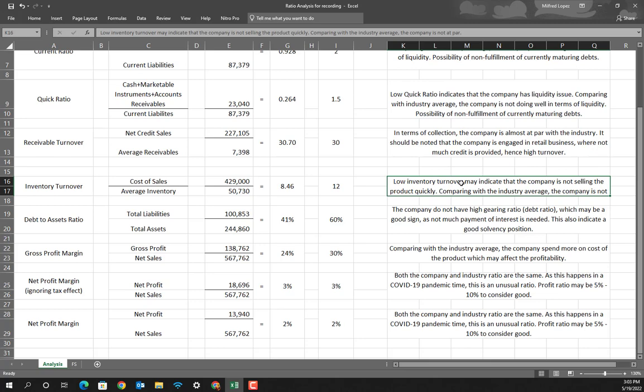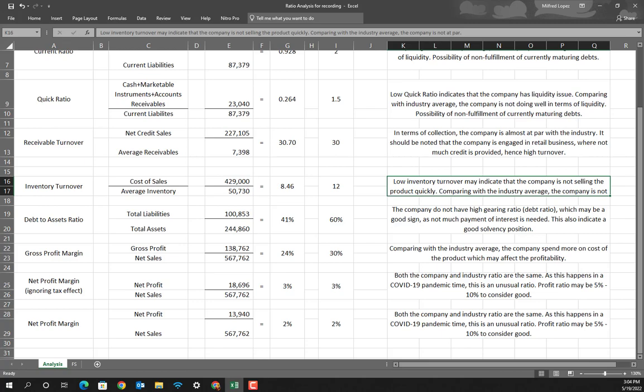Now, the company doesn't have a high gearing ratio. In that case, what it means is that we are not too dependent on loans. We have our available cash, which may be a good sign, of course. If you don't have many loans, you're not paying so much on interest. So this may indicate a good solvency position.